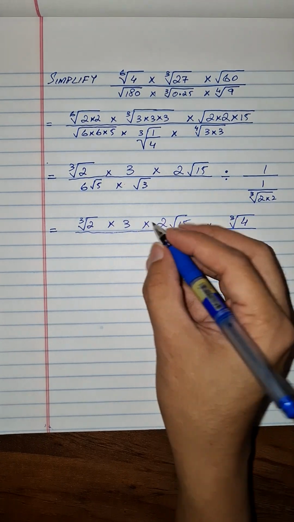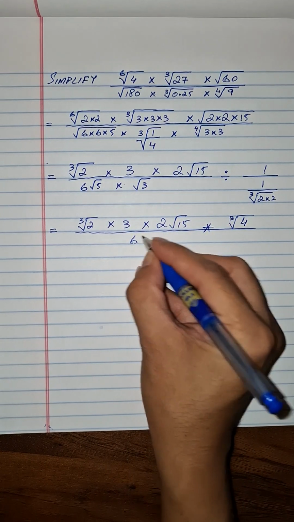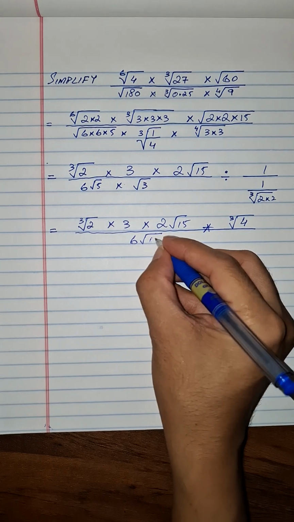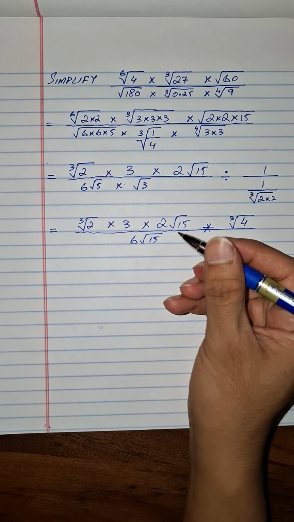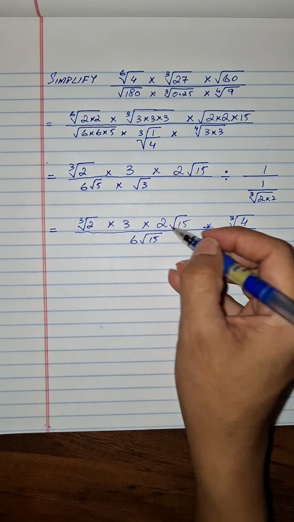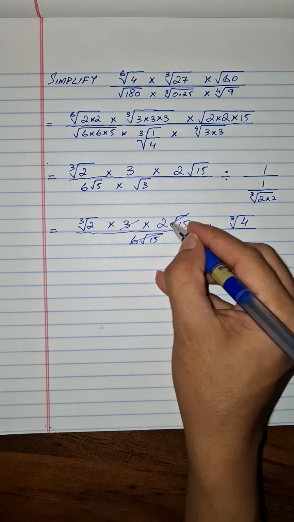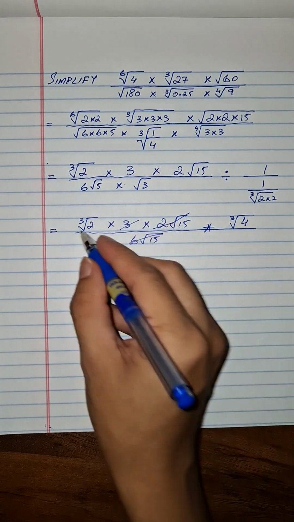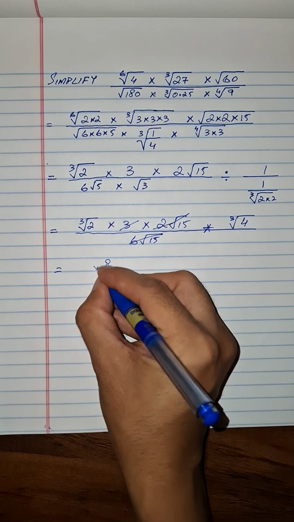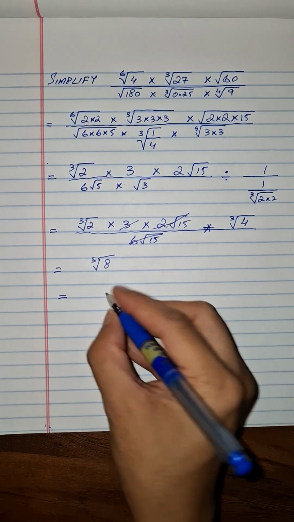divided by, now we can multiply 5 to the 15 and we can write it as 6 into square root of 15. So 3 to the 6 and 6 into square root of 15, we can cancel out this, and we can multiply 4 into 2, we will be having 8 cube root. For 8 cube root we can directly write as 2.